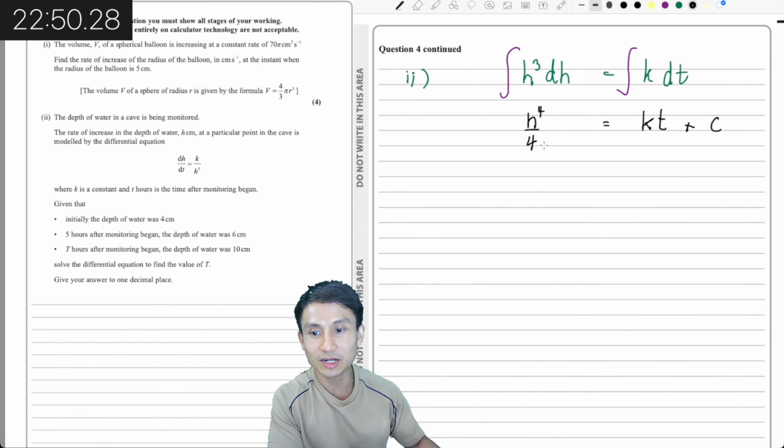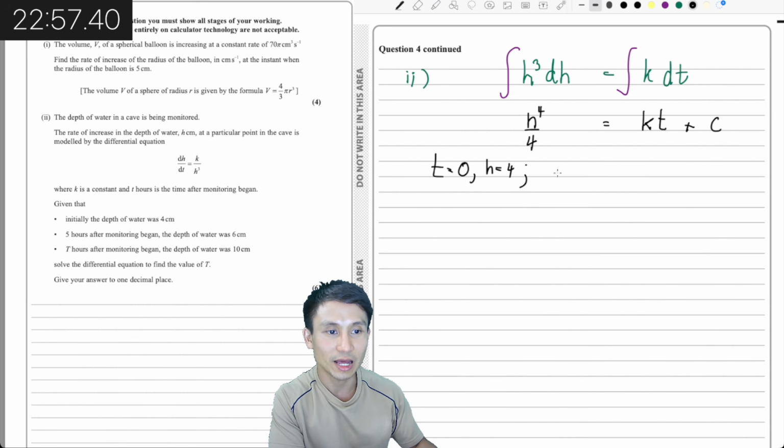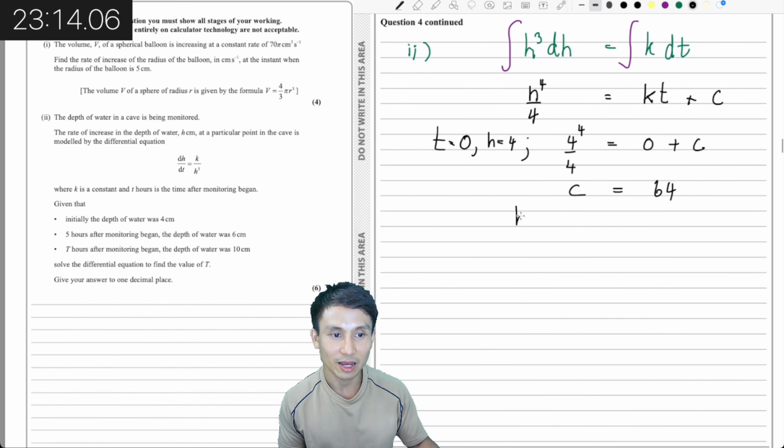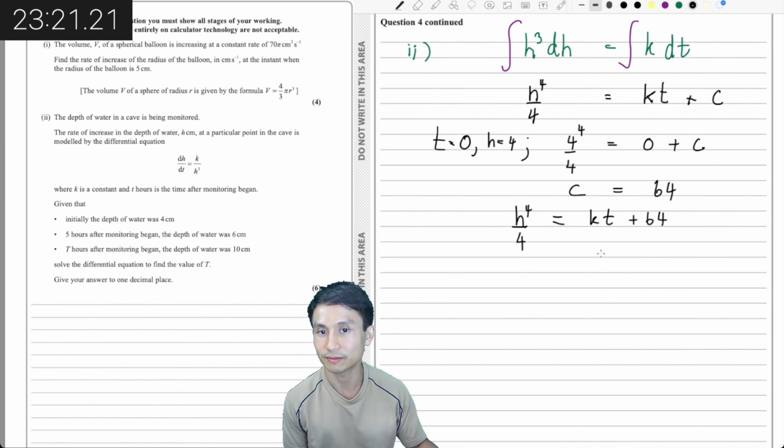And it says that initially the depth of water is 4. So when t equals 0, h equals 4. We put that in, we get 4 to the power of 4 over 4 equals 0 plus c, right? Okay, so that is just to get the constant c, which is 4 to the 3 here, and that is 64. So now I update my solution here. h to the 4 over 4 equals kt plus 64, right? Okay. There are more conditions to go.